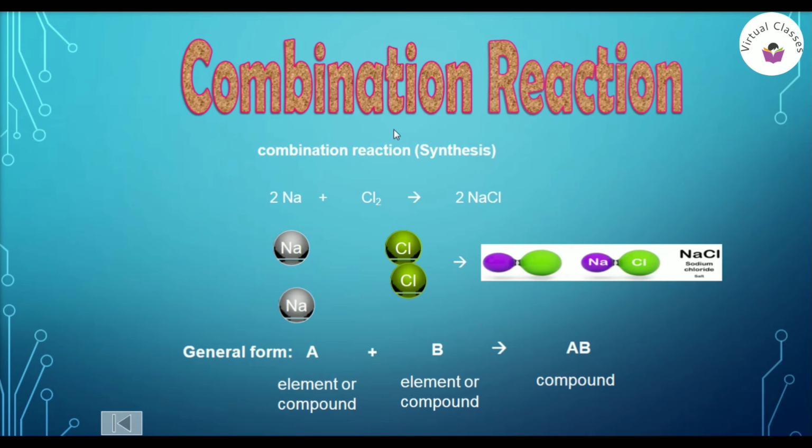This slide is again showing combination reaction, which means synthesis. Here, two atoms of sodium as well as chlorine are reacting to form two molecules of sodium chloride as shown in figure. In general, A and B are combining to form a compound AB.